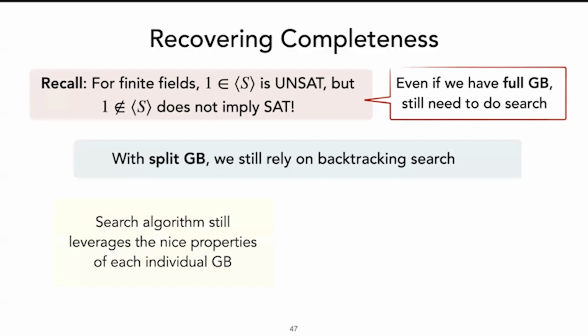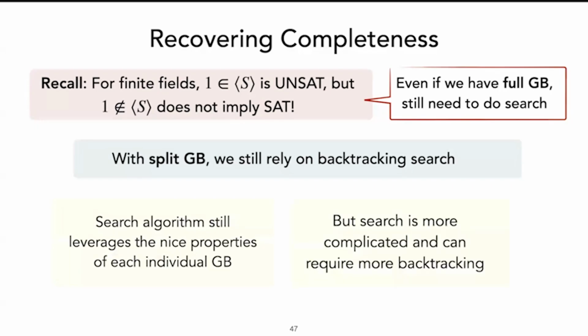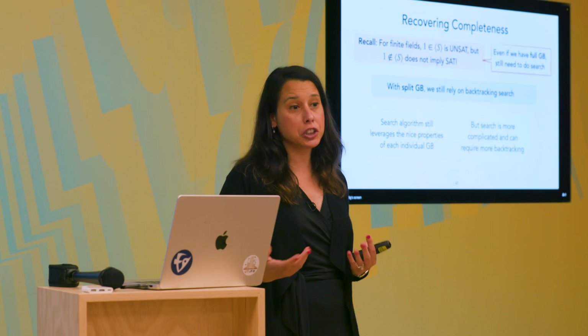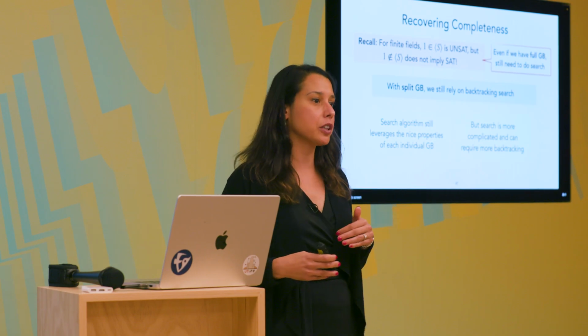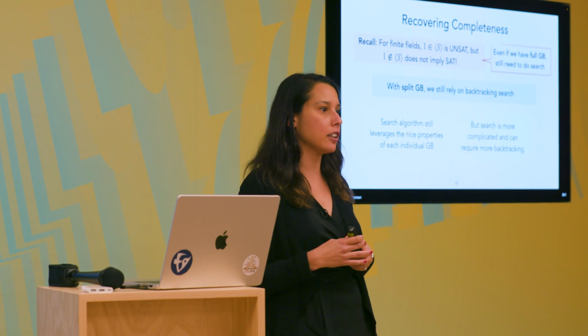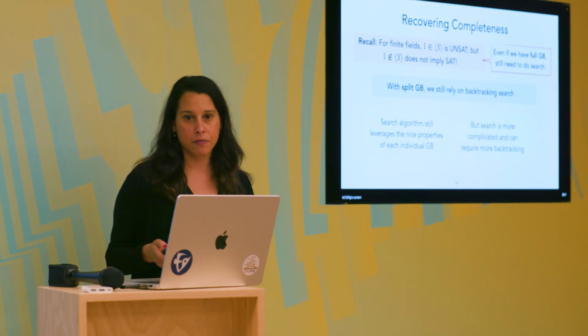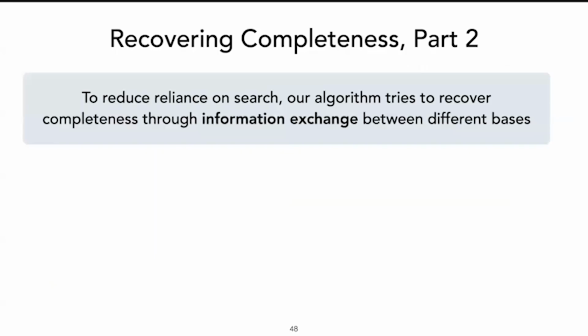And furthermore, we can still leverage the nice properties of each individual Gröbner basis to help us do the search. But as you can also imagine, when you have a split Gröbner basis, the search algorithm itself gets more complicated, and in general it can require more backtracking than if you had a full Gröbner basis. So there's that trade-off.